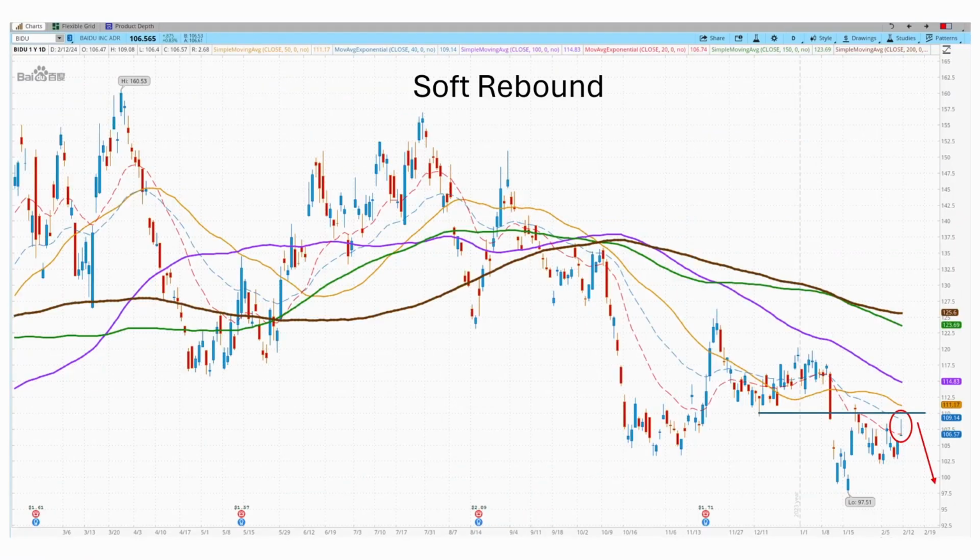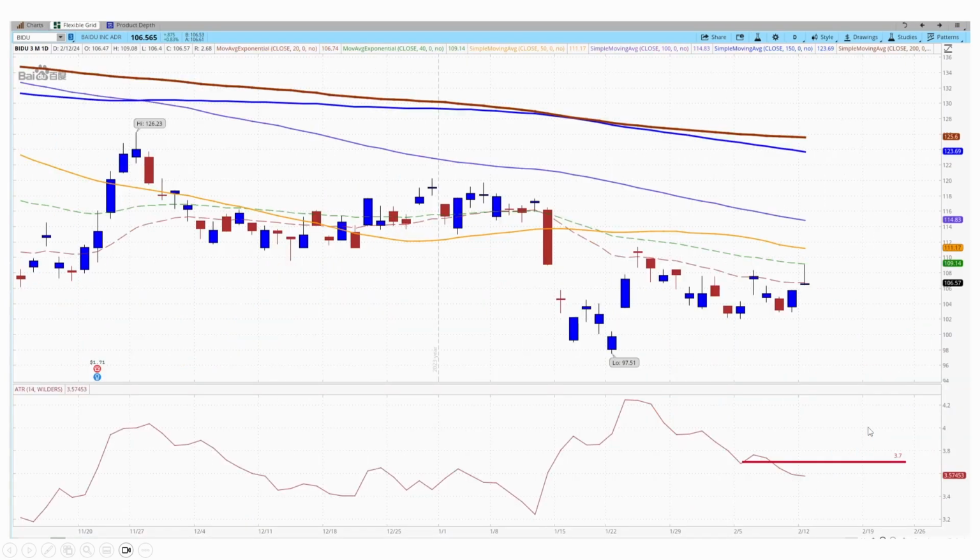So $3.7 will actually be right about here, because this is 102.5. It would be right around here. So this isn't a hard thing for it to reach, because this is actually where the support is. The price is supported here. This is a support level, and that support level is right around $103. And it's likely, the average movement is 3.7. So if you do the math, $106.56. So we can do the math.